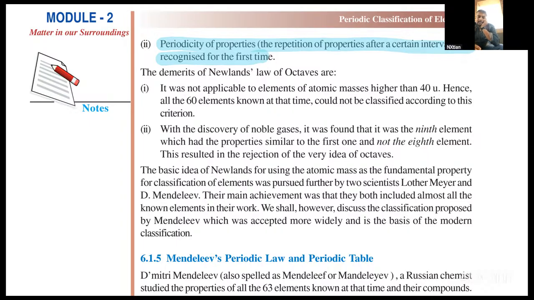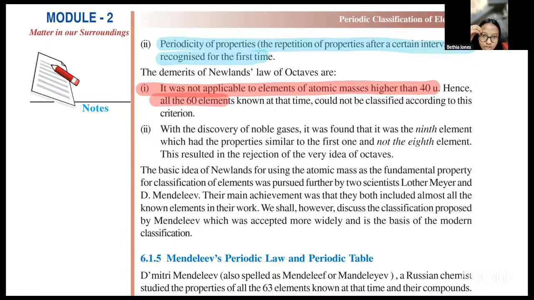Okay, next is demerits of Newland's octave law. So, can you read this? The demerits of Newland's law of octaves are: 1. Demerits means why it is not accepted. It was not applicable to elements of atomic masses higher than 40 u. Hence, all the 60 elements known at that time could not be classified according to this criteria.